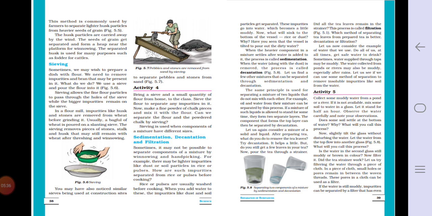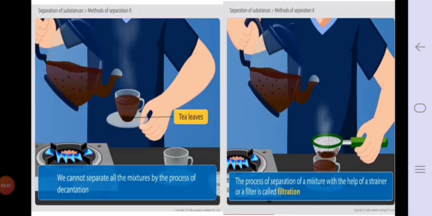Now let us consider a mixture of solid and liquid after preparing tea. What happens in tea? You can observe the pictures I have shown here. When you prepare tea, see in the first picture, you cannot separate the whole mixture by the process of decantation. That person is trying to pour tea into the cup without disturbing, but still some tea leaves are there in the tea. So this is not the process. We can't separate tea leaves from tea with the decantation process. We need another process, that is called the filtration process.